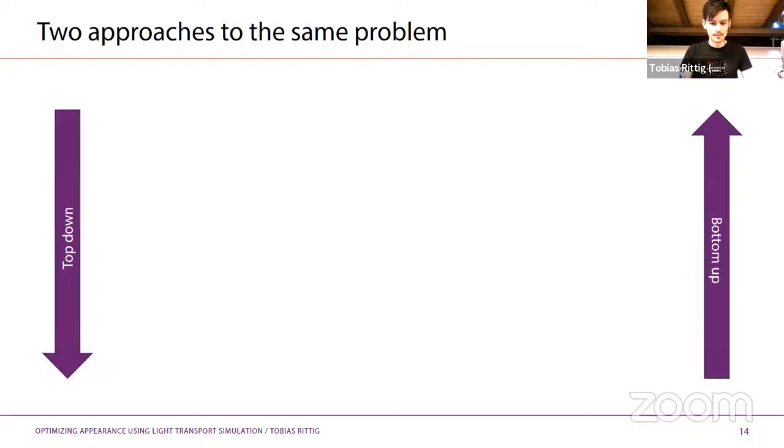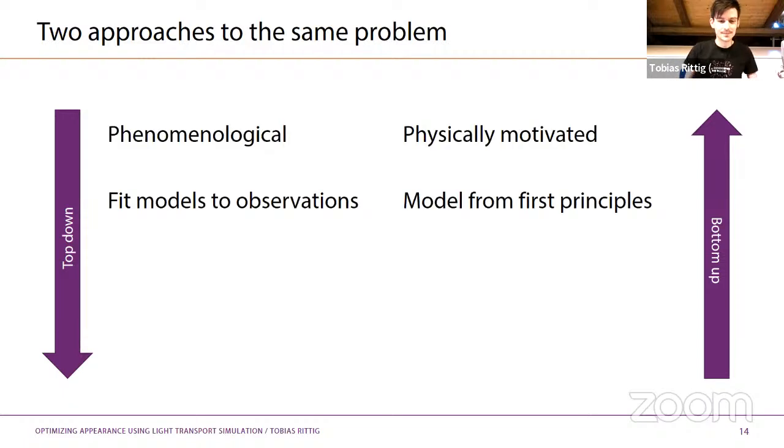So I want to tell you that there's sort of 2 different schools in the color 3D printing world, one being the top-down approach, and the other side is the bottom-up approach. They are different in that the top-down approach is more phenomenologically motivated. So they fit models to observations of real printouts and try to explain the observations using models.